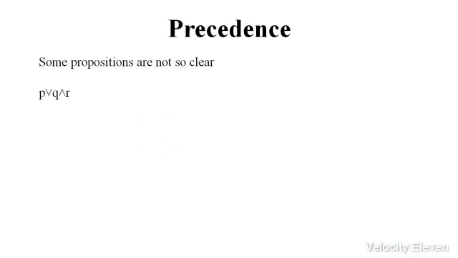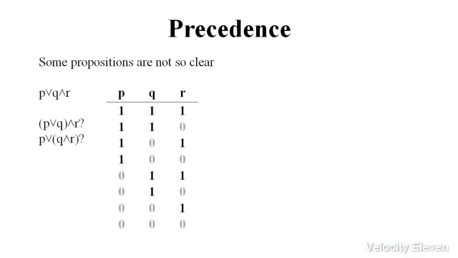Let's go through a more complicated example. What does it mean by P or Q and R? Does it mean the conjunction of P or Q and R? Or does it mean the disjunction of P or Q and R? It's not so clear, and again, we can show that these two are very different by going through a truth table. Here we have the truth table of the propositions P, Q and R.